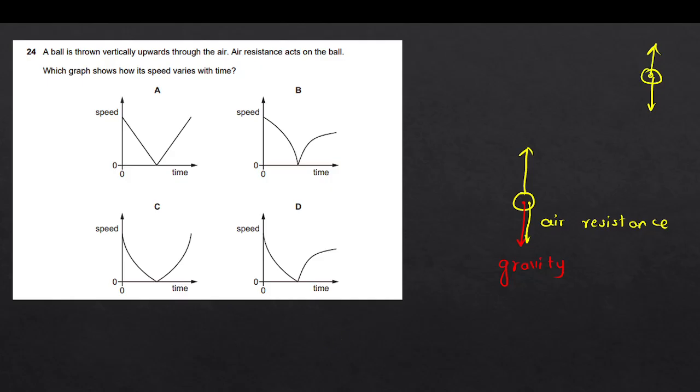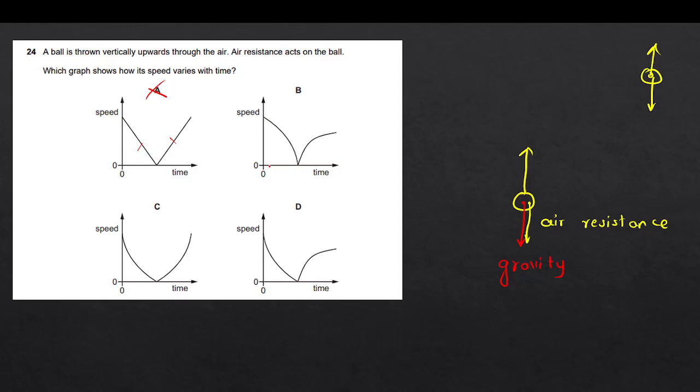In this question, we have to observe what would happen to the speed of the ball. The speed of the ball will gradually decrease and it reaches 0 at the highest point. So in these graphs, we know that the air resistance is non-uniform because air resistance depends on the speed. As speed increases, the air resistance increases. We can eliminate option A because here the acceleration is constant in both the cases, which is not true.